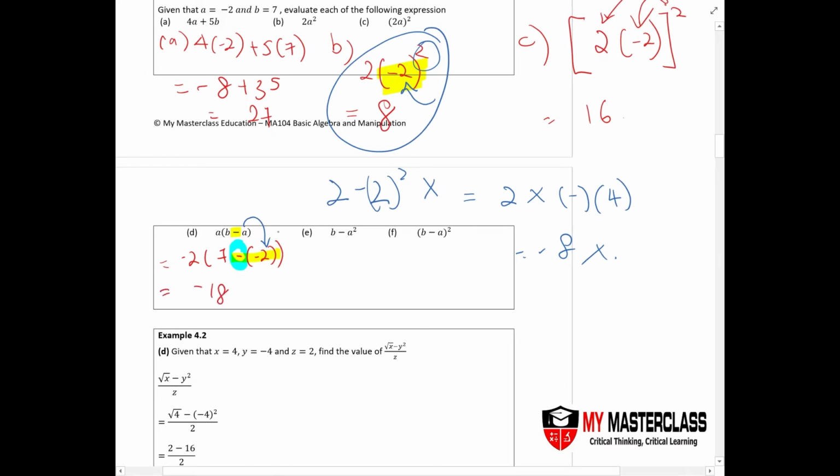Then for part E, you would have 7 minus again, so same thing, put the negative inside the bracket. You would have 3 as your answer. And then for part F, you have 7 minus 4(-2), whole thing squared. Please be very mindful where you put your brackets, because this is the crucial part. Keep your brackets as it is. All you need to do is just do your substitution. So once done, your answer will be 81.